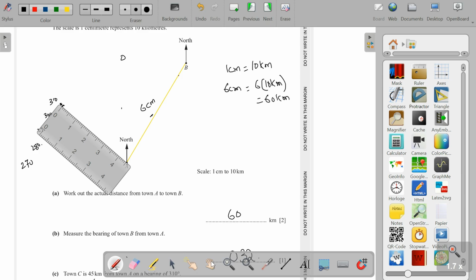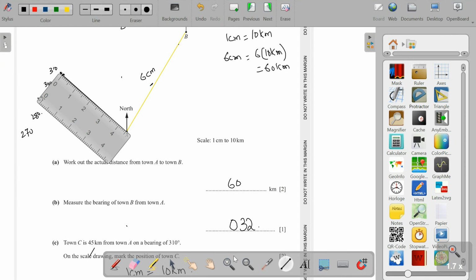So drawing the line of 4.5 centimeters from town A to this point, we will get the position of town C. This point is town C, and the length of this line is 4.5 centimeters, and this angle is 310, because I just told you that with respect to north you rotate in the clockwise direction and find the bearing.